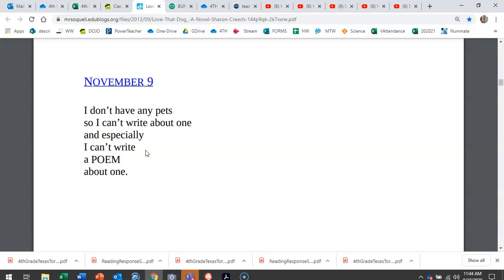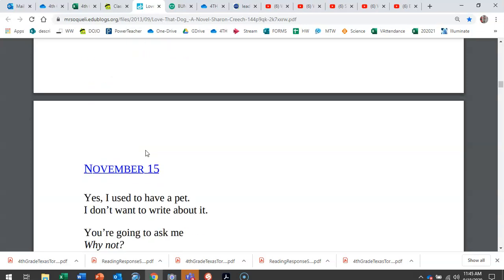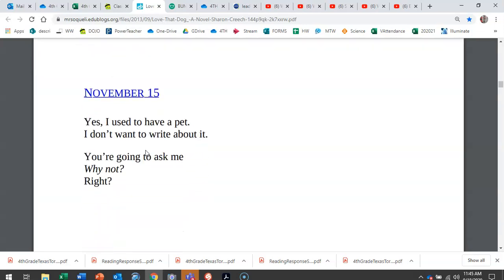To write about a pet, right? But he's saying, I don't have any. I can't write one, and especially I can't write a poem about one. So he's still being very standoff, right? He's not really wanting to cooperate with the teacher. And we could infer that the teacher is being very kind to him because all Jack is doing is asking questions. Page 13. Make sure you're reading along in your book while I read.